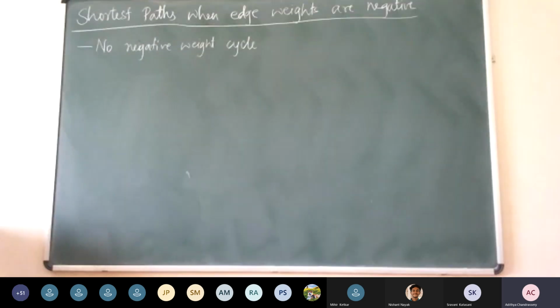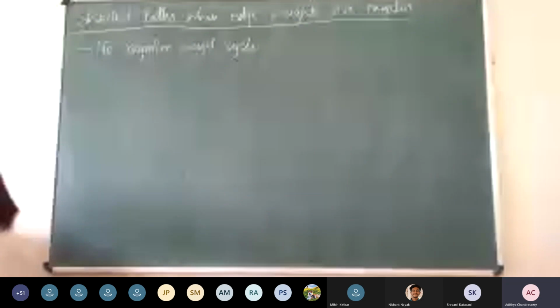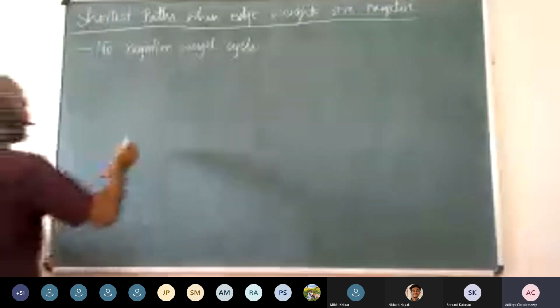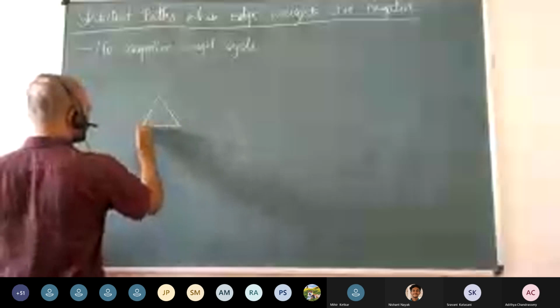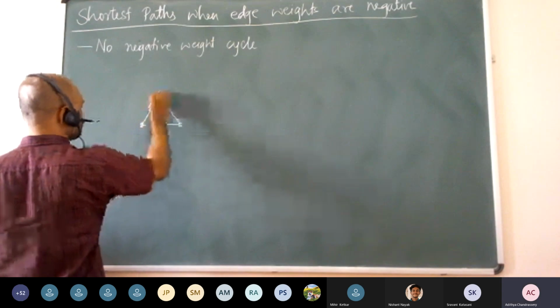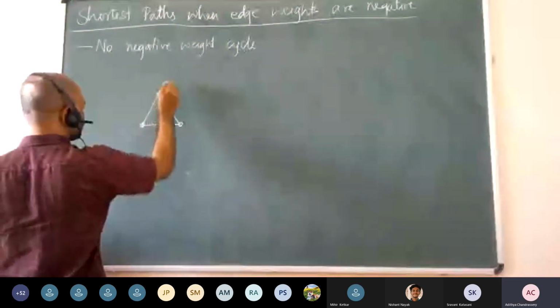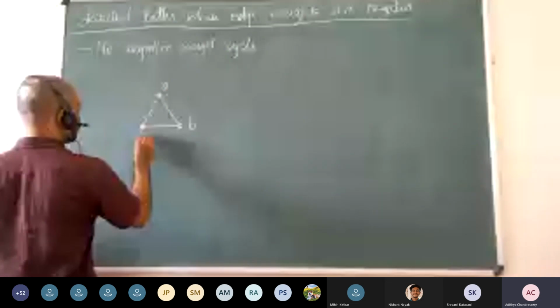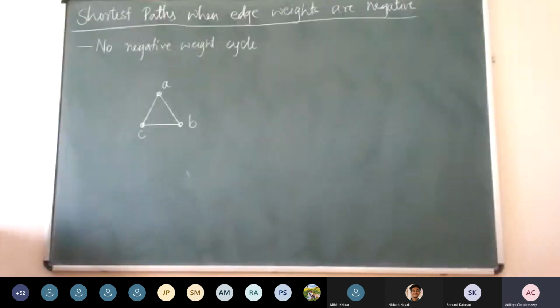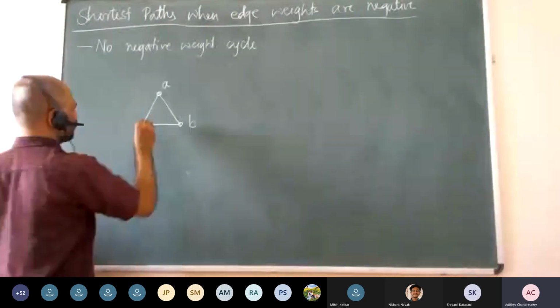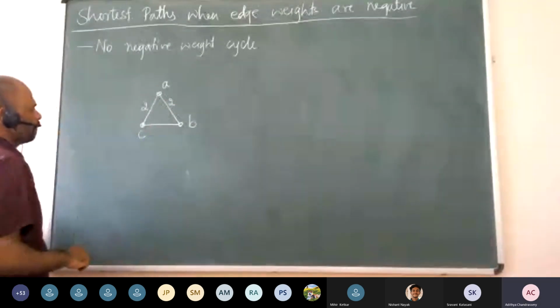Like, you draw a triangle kind of graph, ABC. Okay, so we can analyze through a counter example. A to B and A to C are 2 and 2, and B to C is -3.